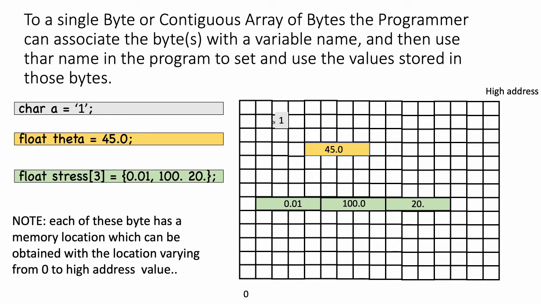Note that each of these bytes has a memory location, and that memory location can be obtained from the program, and those memory locations vary from 0 to the high address. The high address depends on whether it's a 64-bit or a 32-bit application.